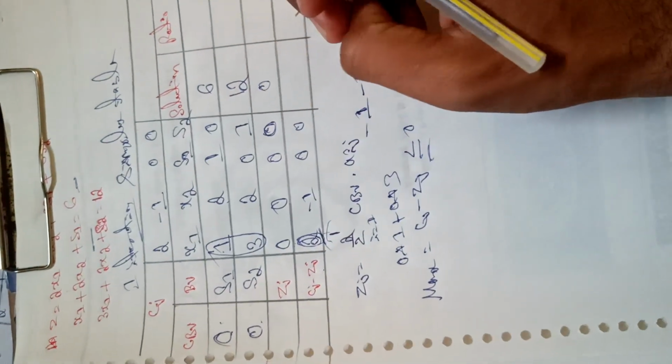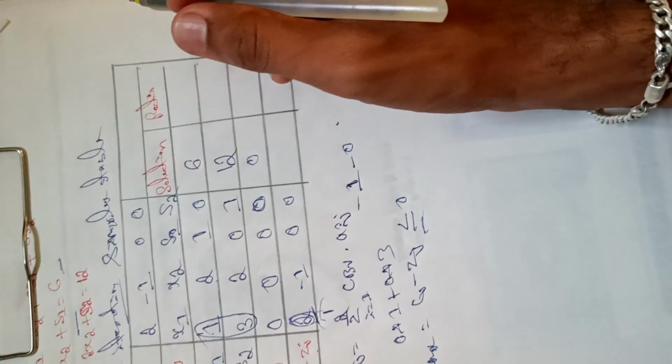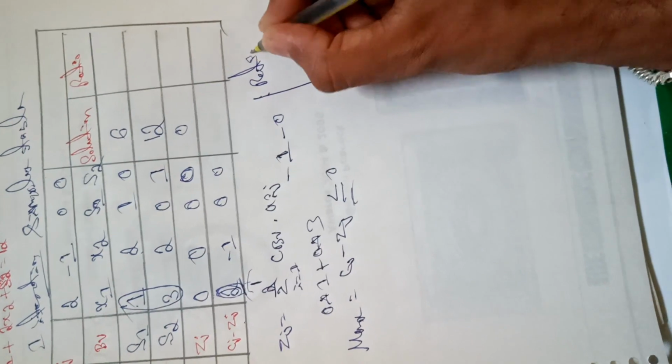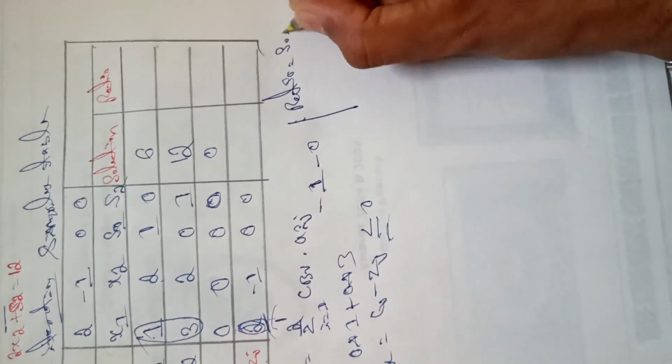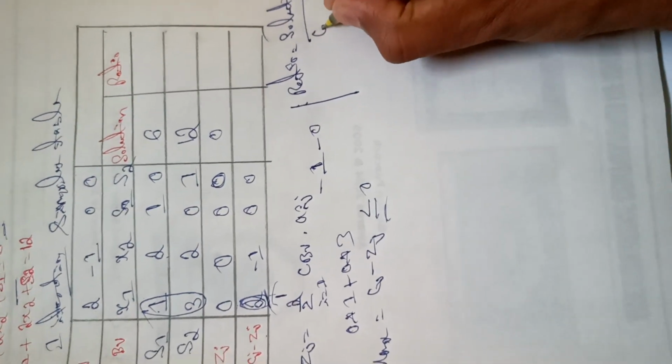Okay, now we need to find out the row element. To find out the row element, first we need to find out the ratio. To find out the ratio there is a formula: solution divided by column element.